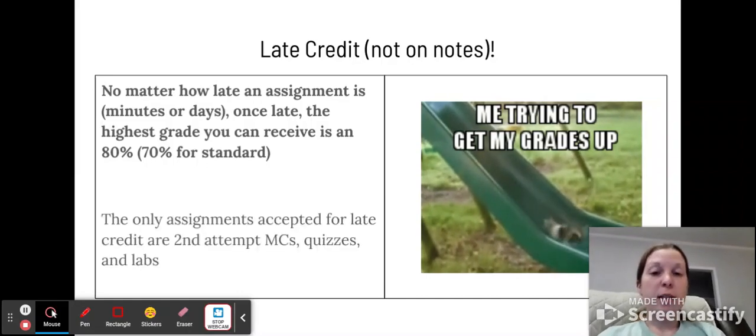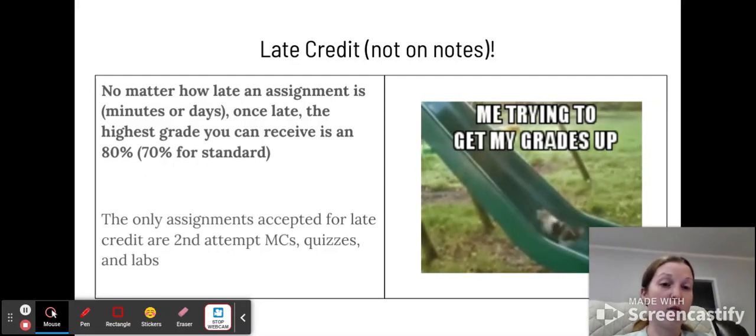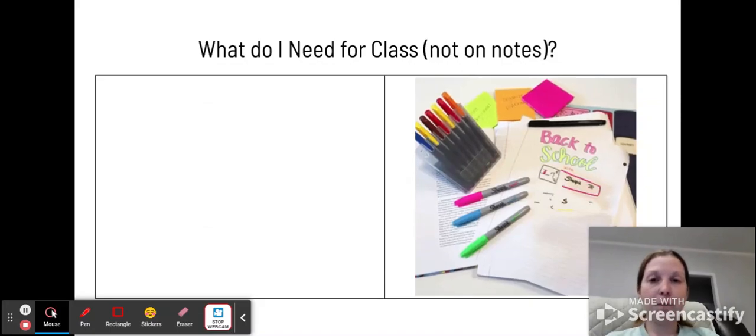The only assignments that I will accept late credit on, so I will not accept it often, but the only ones I will are second attempt mastery checks, which means you took the first one on time. You just didn't have time to take the second one. I will take one of those for late grade. Quizzes and labs. So those are the only ones I'll take for late credit.